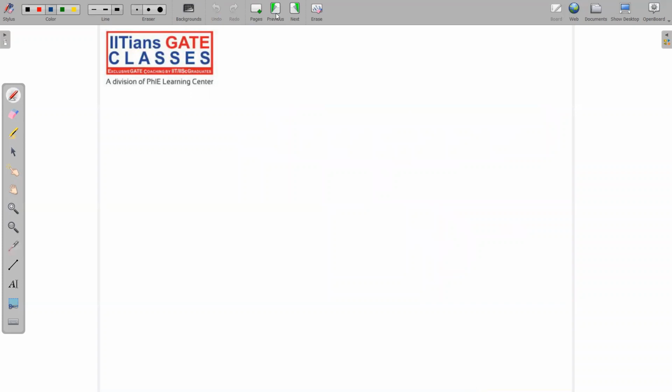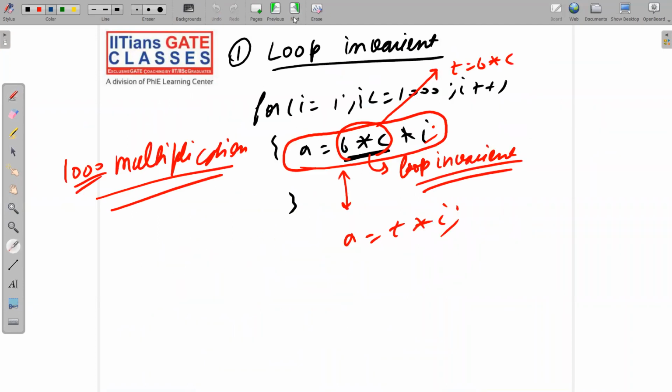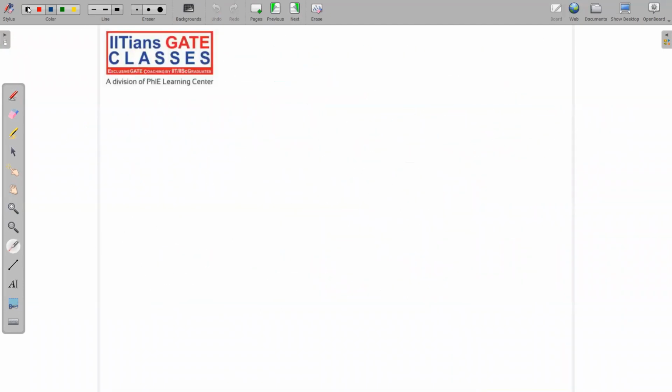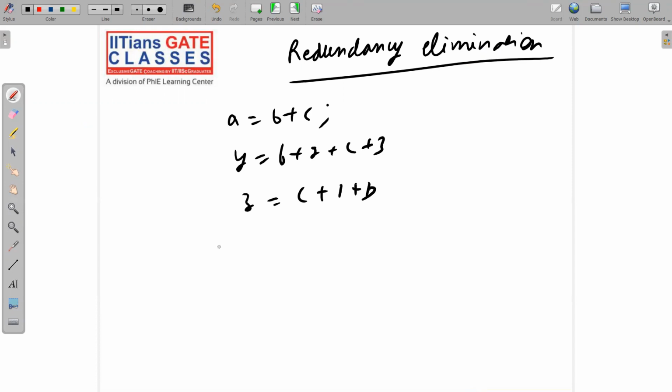Next is redundancy elimination. Do you see the slide? Yes, now we will jump to redundancy elimination. Let me give you a small example. A is equal to B plus C. Y is equal to B plus 2 plus C plus 3. Z is equal to C plus 1 plus B. Okay, this is the code.